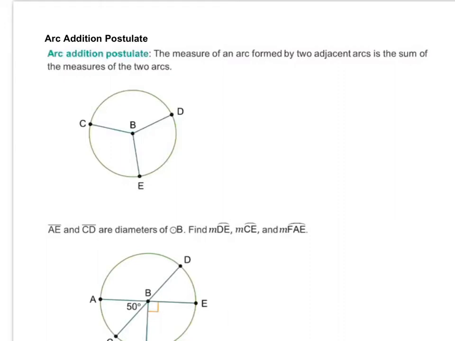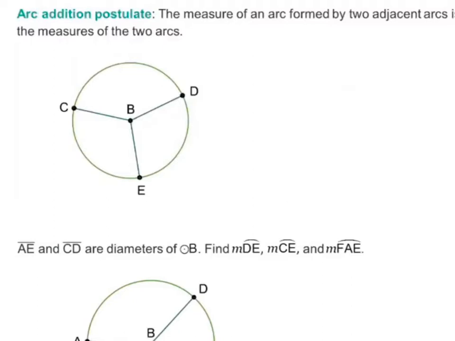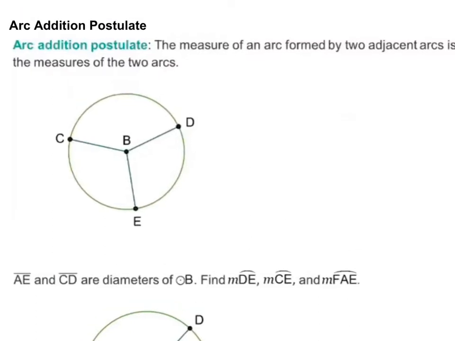It means that we can add all of these different arcs together and get a sum of those arc measures. The measure of an arc formed by two adjacent arcs is the sum of the measures of the two arcs. So here I've got a number of different arcs, but I'm going to highlight my different minor arcs: arc CD, arc DE, and then arc EC.